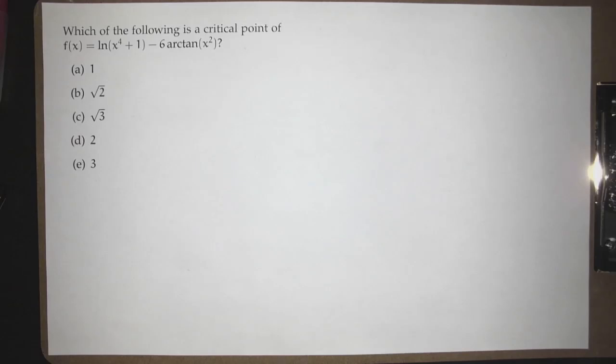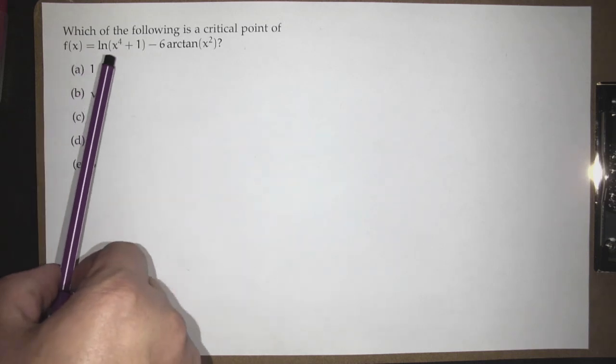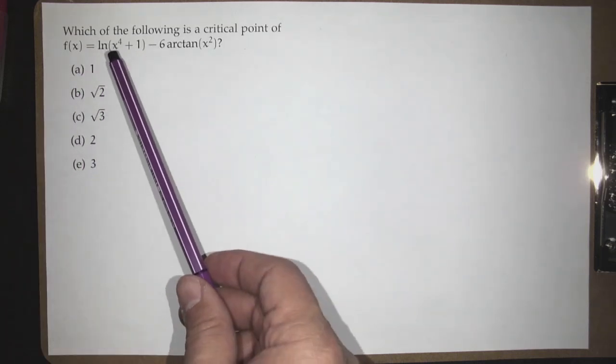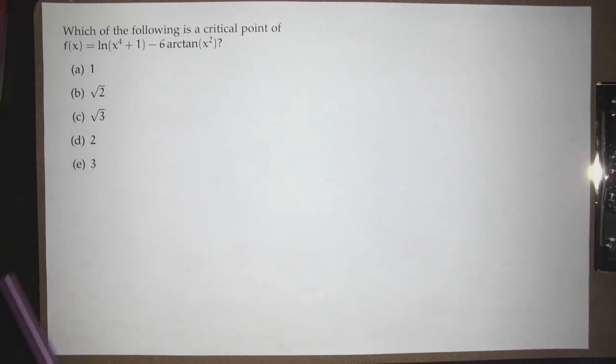Which of the following is a critical point of the function f of x, which is log of x to the fourth plus 1 minus 6 arctangent of x squared? And we have some choices: 1, root 2, root 3, 2, or 3.